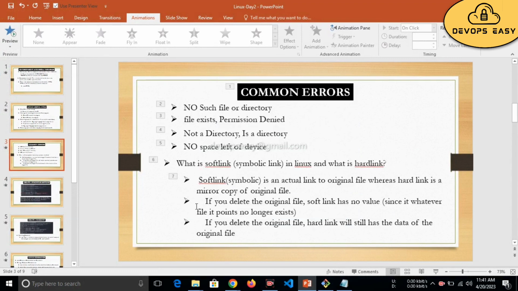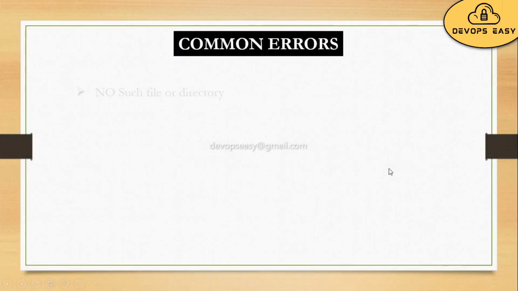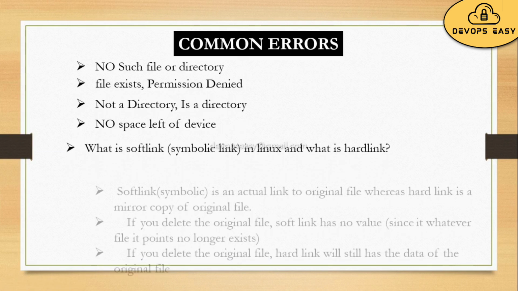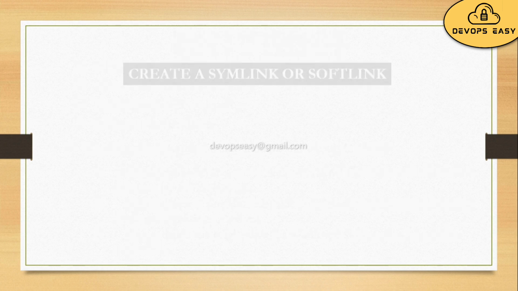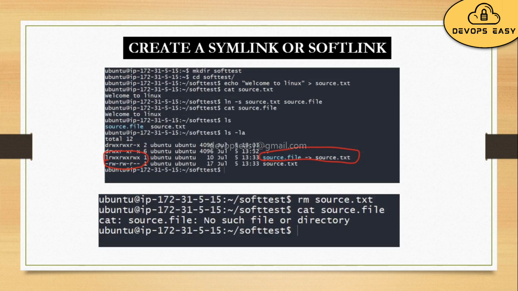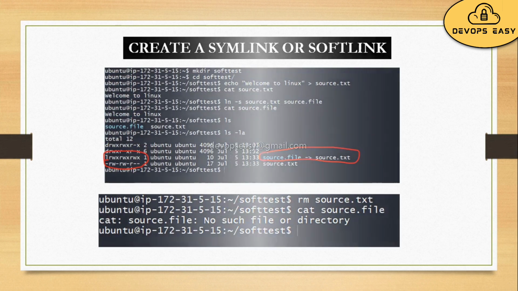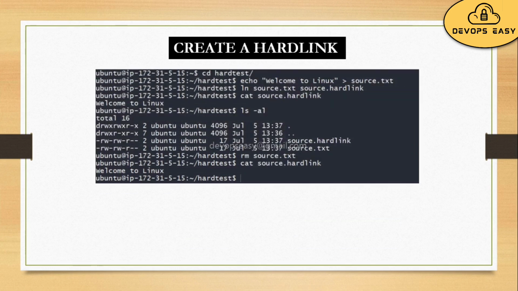So if you read this clearly, what is a soft link? A soft link is an actual link to the original file, whereas a hard link is a mirror copy of the original file. If you delete the original file, the soft link has no value. If you delete the original file, the hard link data will still be available, as I showed now. So if you want to create a symlink, ln -s. If you want to create a hard link, the command will be ln. That's it.